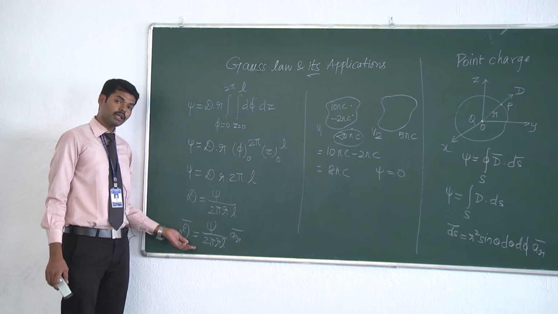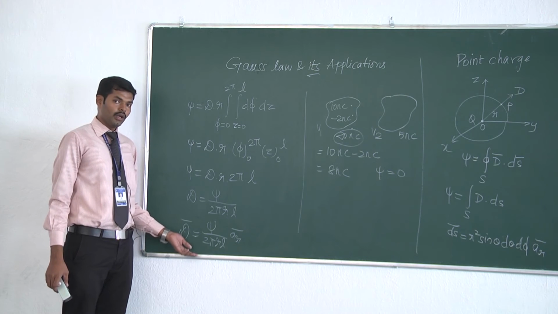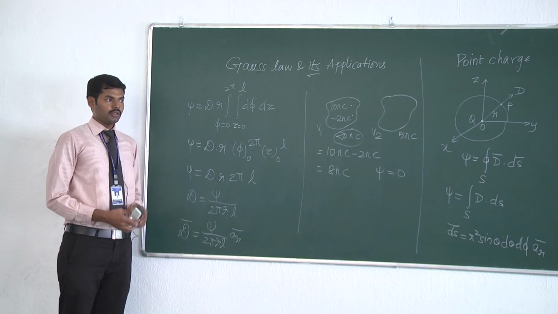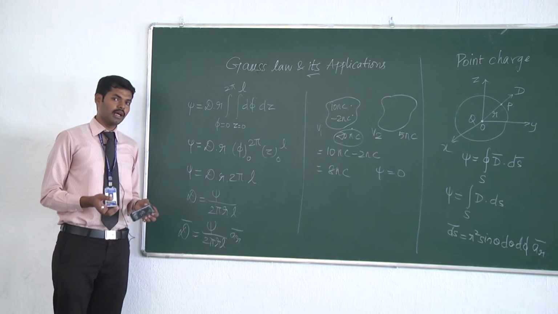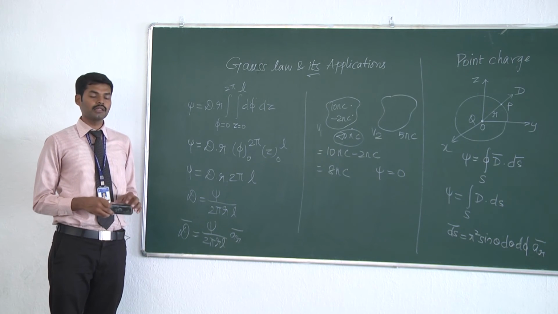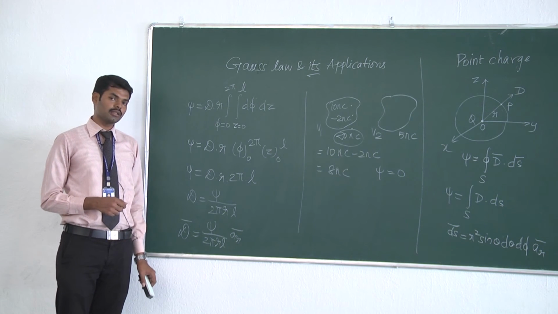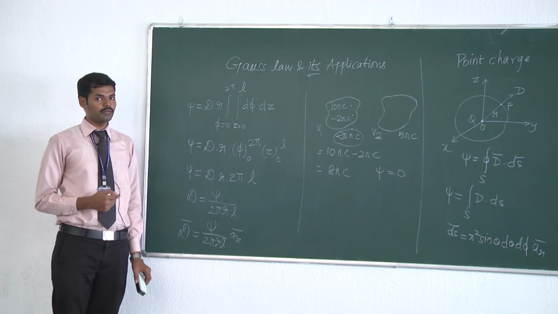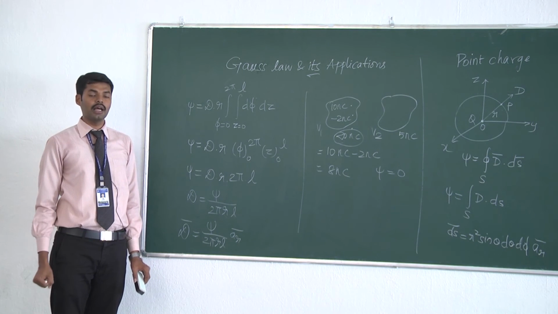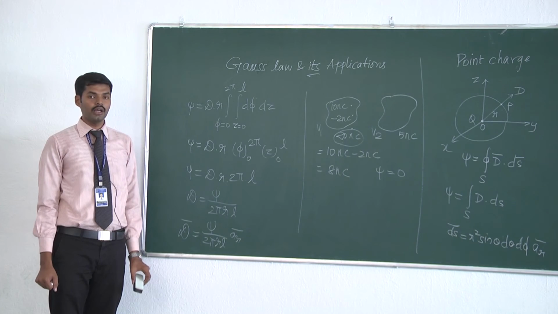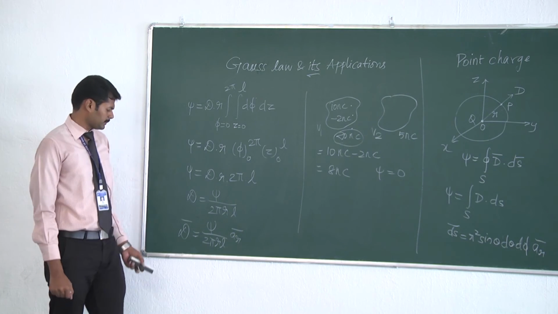So we shall also get the similar equation from the Coulomb's law also. So what is the difference between the Coulomb's law and the Gauss law is that Coulomb's law is applicable for both symmetrical charge distributions as well as for the non-symmetrical charge distributions, whereas the Gauss law is applicable only for the symmetrical charge distributions.